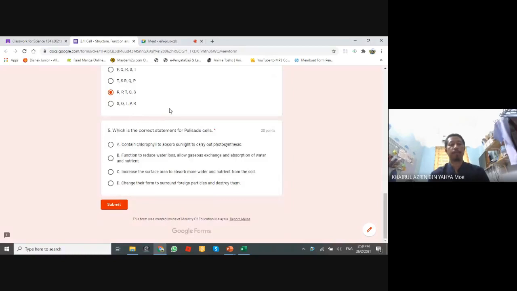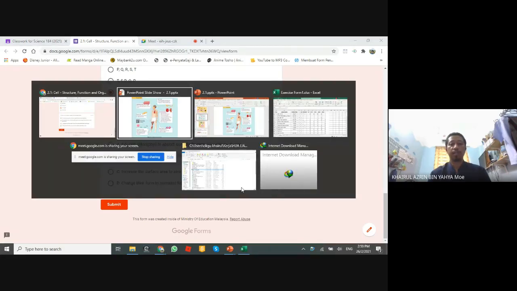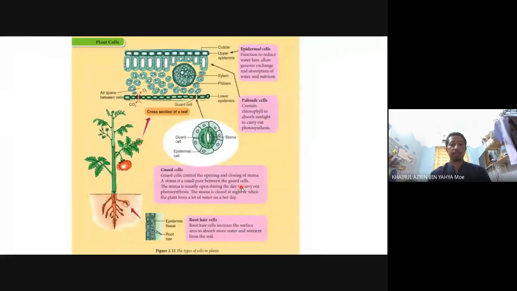Okay. Number 5, which is the correct statement for palisade cells? Is it A, contain chlorophyll to absorb sunlight to carry out photosynthesis? B, function to reduce water loss, allow gases exchange, and absorption of water and nutrient? Or C, increase the surface area to absorb more water and nutrient from the soil? Or D, change their form to surround foreign particles and destroy them? Okay, to answer this question, we need to refer to this PowerPoint.